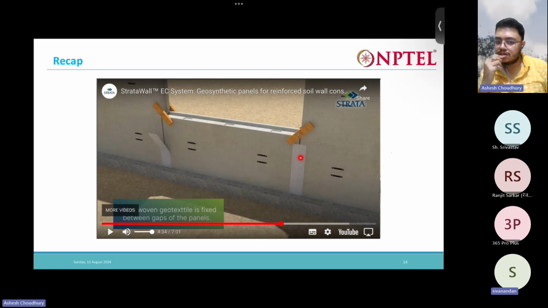The fines should not escape. Yes, correct. The backfill, whatever soil or sand we are using there, should not come out. It should not be lost. That's why you are using this as a filter here. The purpose of the non-woven geotextile here is filtration.